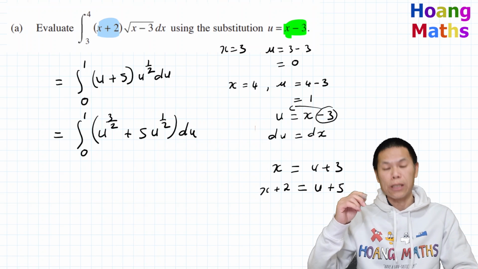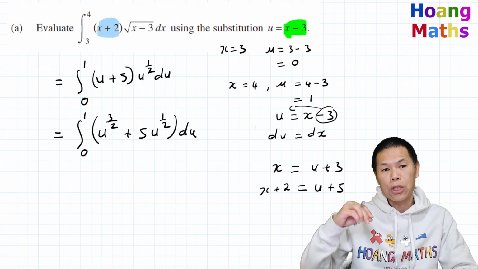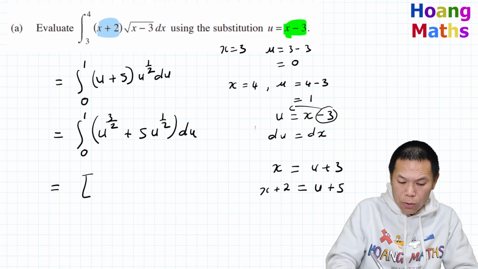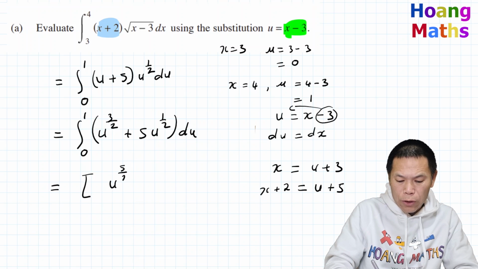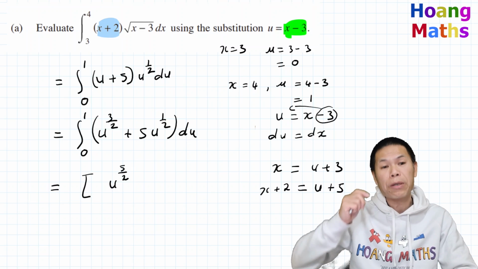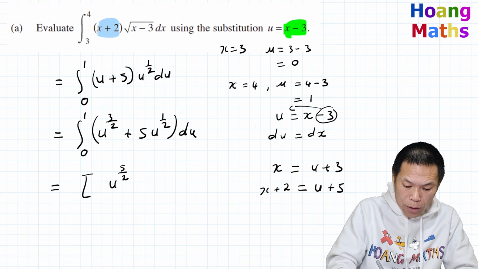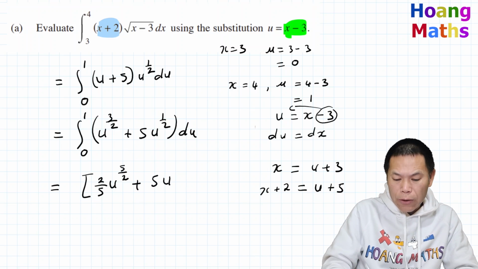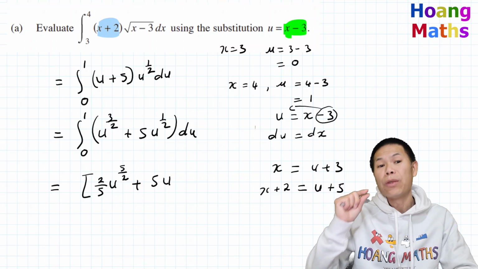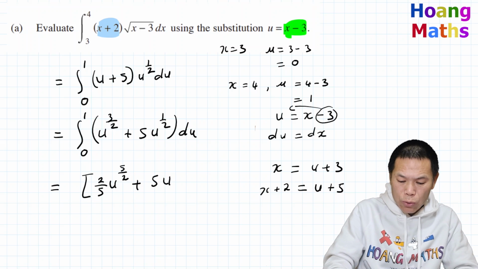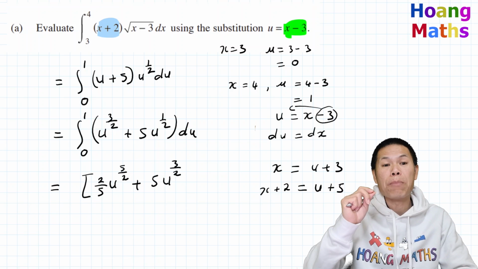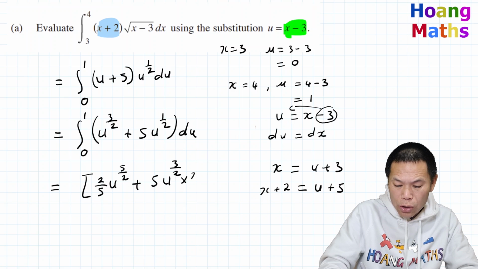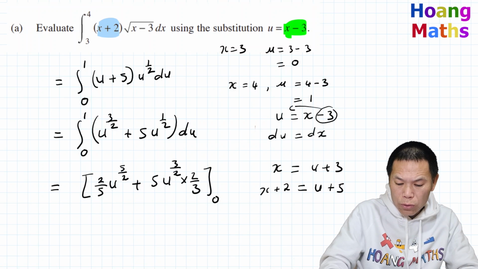Now I just integrate this. I go 1 plus 3 over 2, which is 5 over 2, so that gives me u power of 5 over 2. We divide by 5 over 2, so we flip it and multiply by 2 over 5. Then we add 5 times the integral of u power of half. A half plus 1 is 3 over 2, and we divide by 3 over 2, so we flip that and multiply by 2 over 3, from 0 to 1.